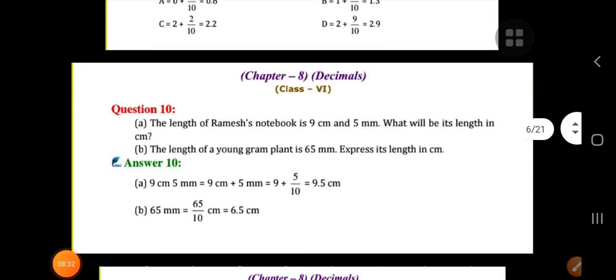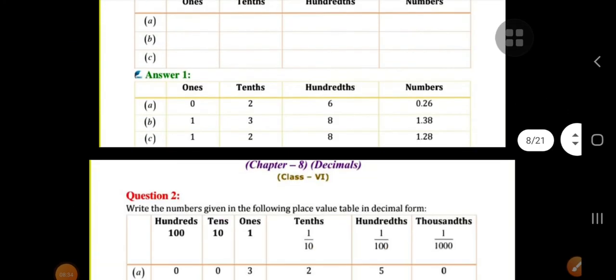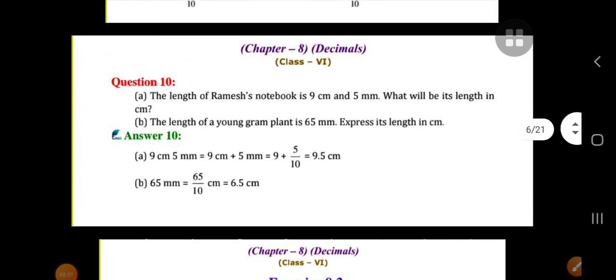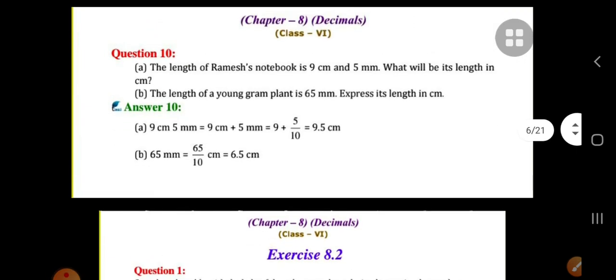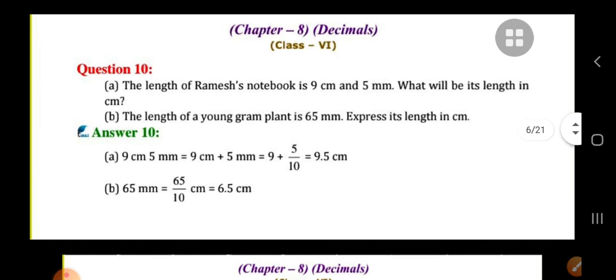Okay, now the remaining questions we will see. Okay, last 10th one remains. Then after that we can start 8.2. So let's finish it. Question number 10.